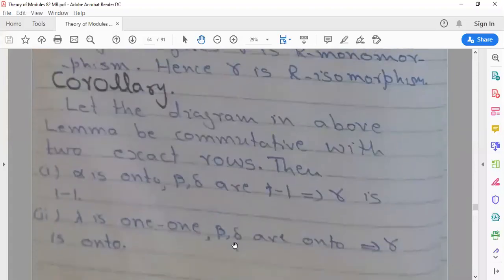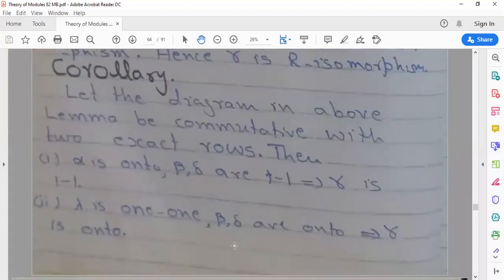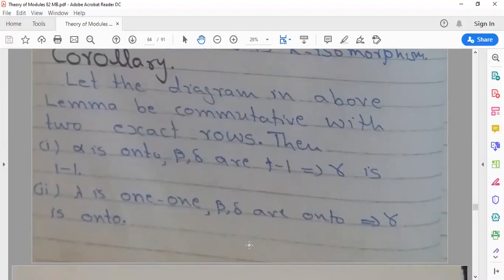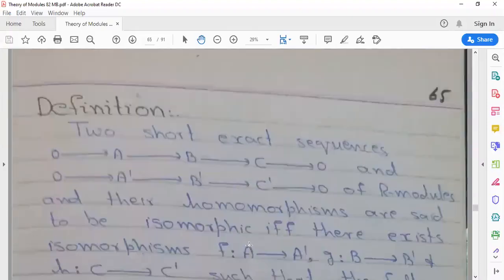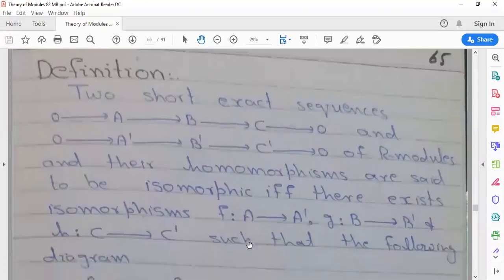After this, we studied a corollary. Let the diagram in the above lemma be commutative with two exact rows. Then if alpha is onto and beta, delta are one-one, it implies that gamma is one-one. Second, if gamma is one-one and beta, delta are onto, then gamma is onto. So this is a very well known corollary. You should try to resolve it.